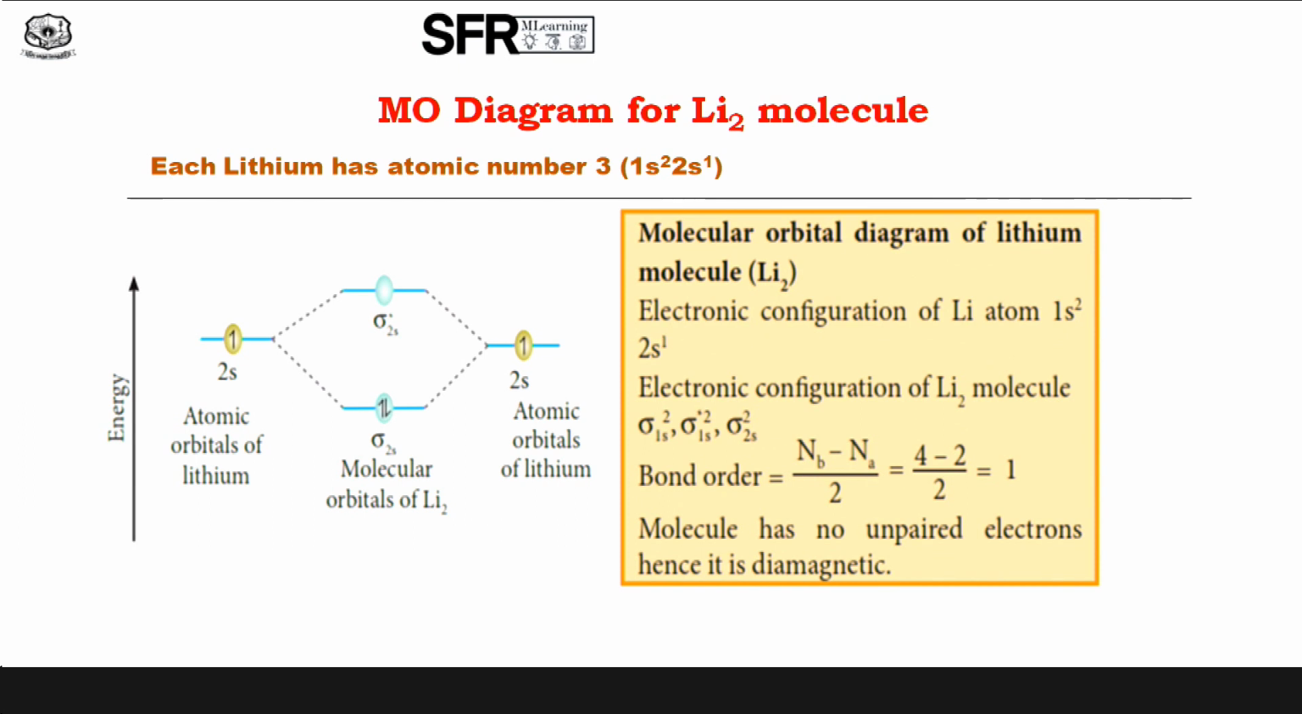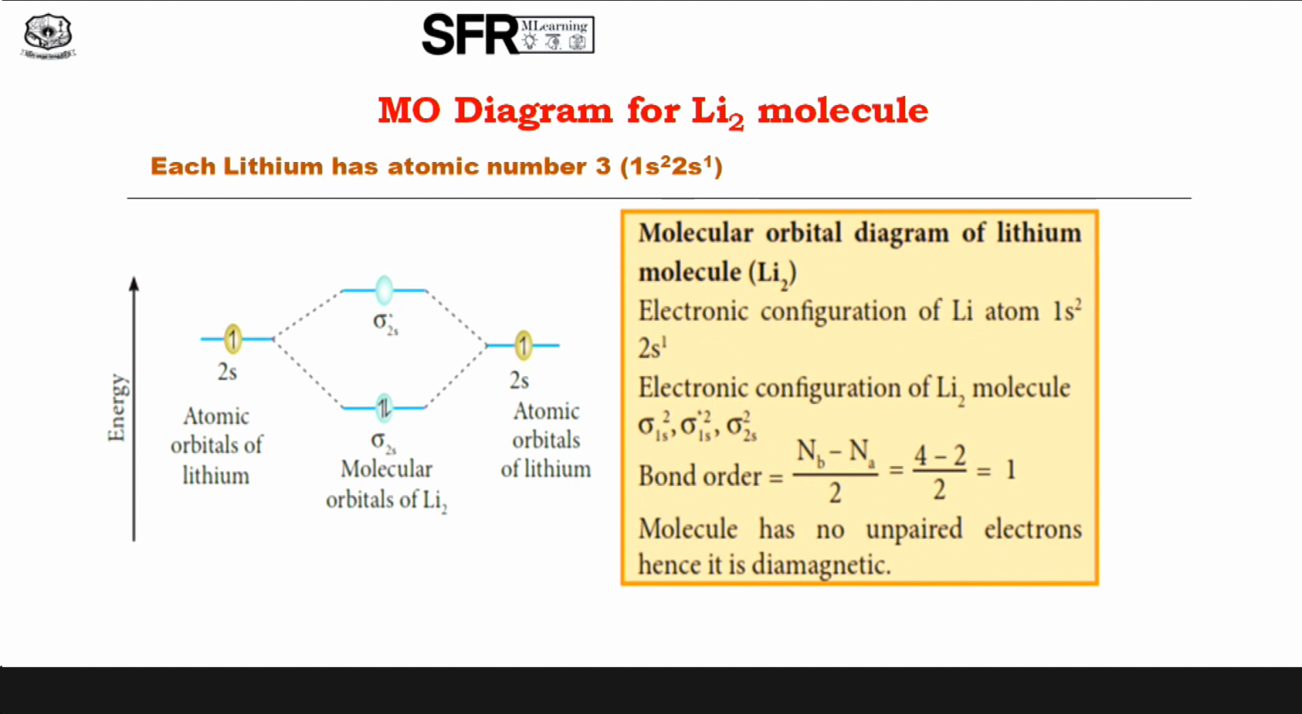Here we represent only the 2s orbital. The lithium has atomic number 3, so the electronic configuration is 1s2, 2s1. So we concentrate only on the 2s1 orbital. We choose the 2s1 atomic orbital.